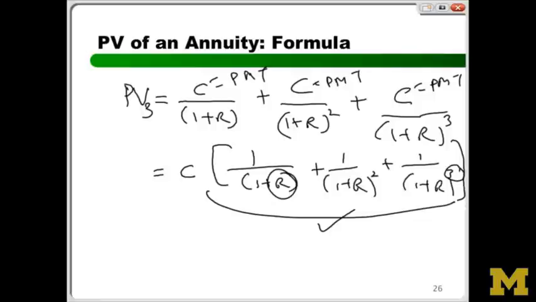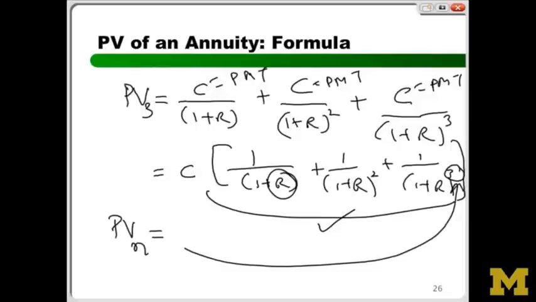How does this formula change if we go to PV of N? Simple. One thing changes. This, there's a bunch of dots plus 1 over 1 plus R raised to power N. So you'll keep going till you arrive at N, right? I hope this is clear.